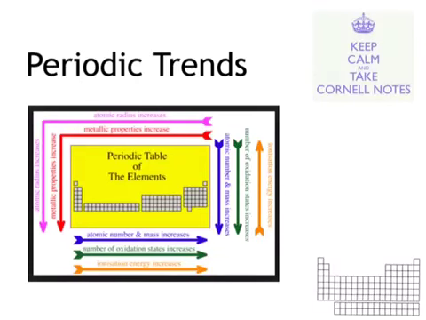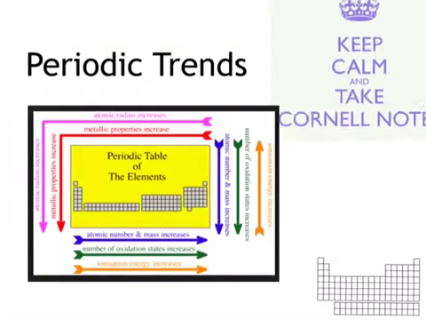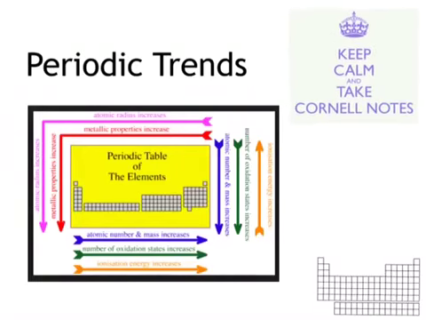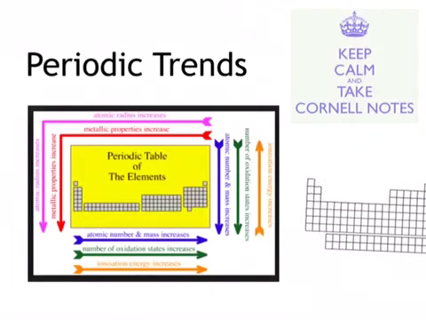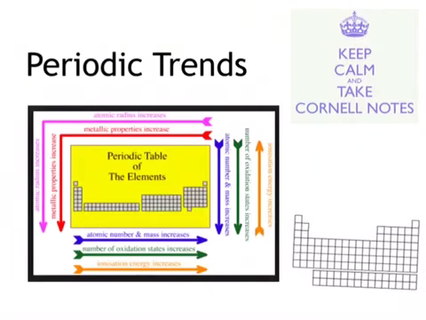Today we're going to continue our atomic structure unit, and this is going to be the final part of that unit, the periodic trends. We are going to be taking Cornell notes, and so if you're in class, I'm going to be showing you how to put this into your journal, and if you're watching this at home, just make sure that you have the copied paper that has several of these blank periodic tables.